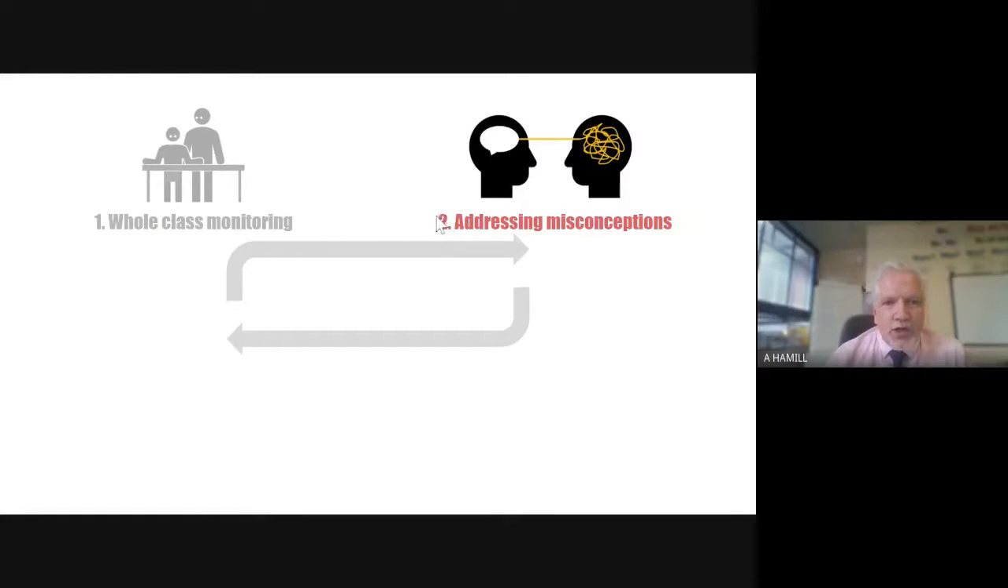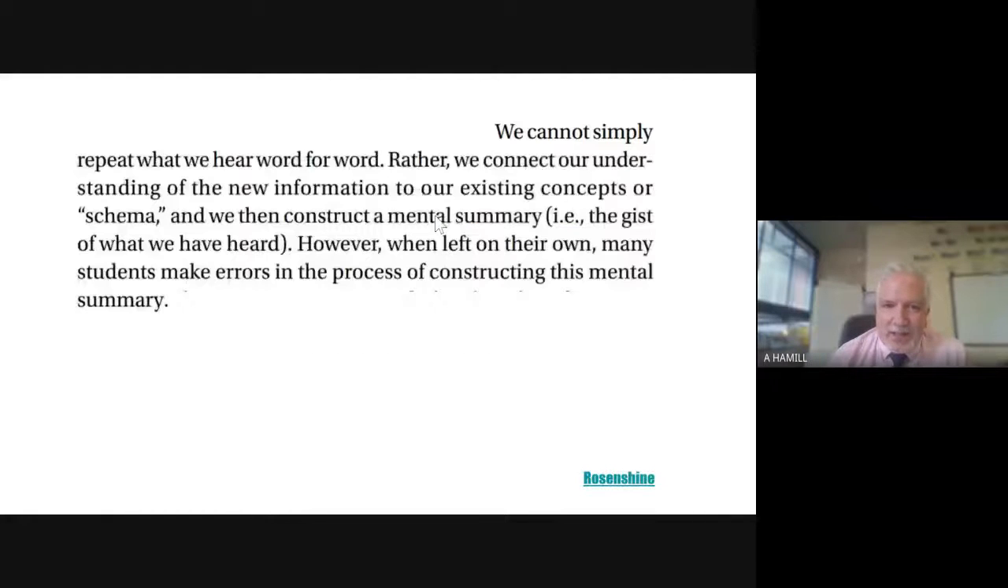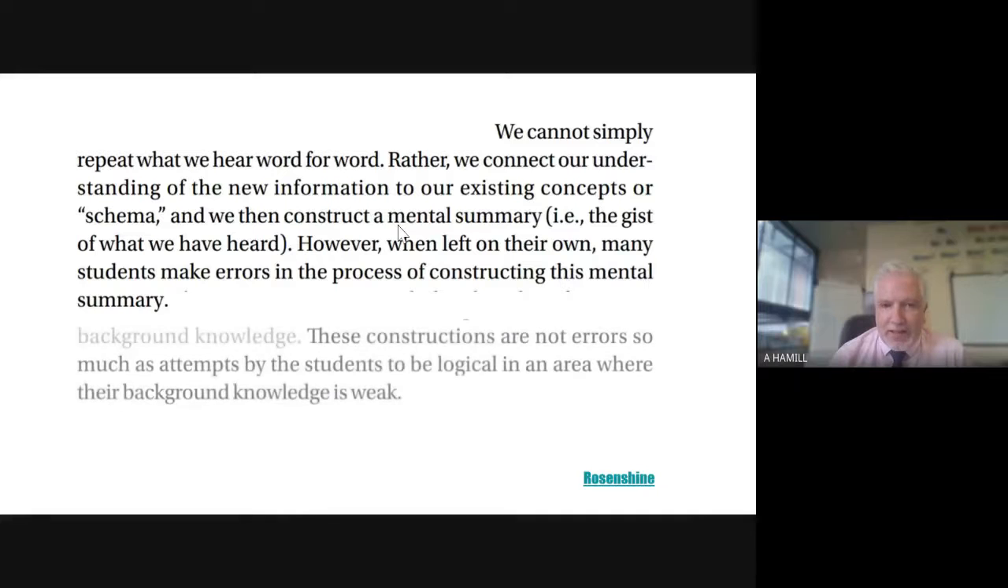It can also allow you to address misconceptions as they come up. Again, Rosenshine says this: we don't simply repeat what we hear word for word. Rather, we connect our understanding of new information to our existing concept, what's called a schema. We then construct a mental summary. It's a gist of what we've heard. But when students are left to their own devices, many of them make errors in the process of constructing this mental summary. In fact, he goes on to tweak that slightly.